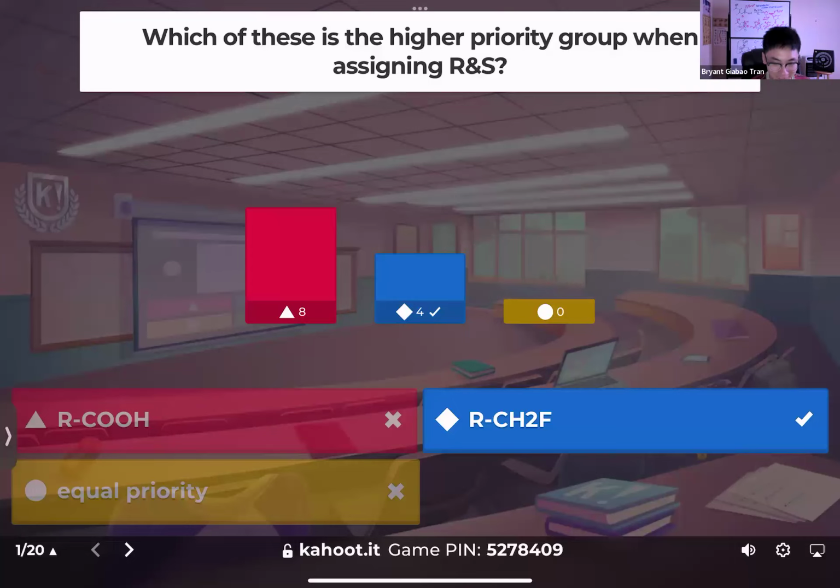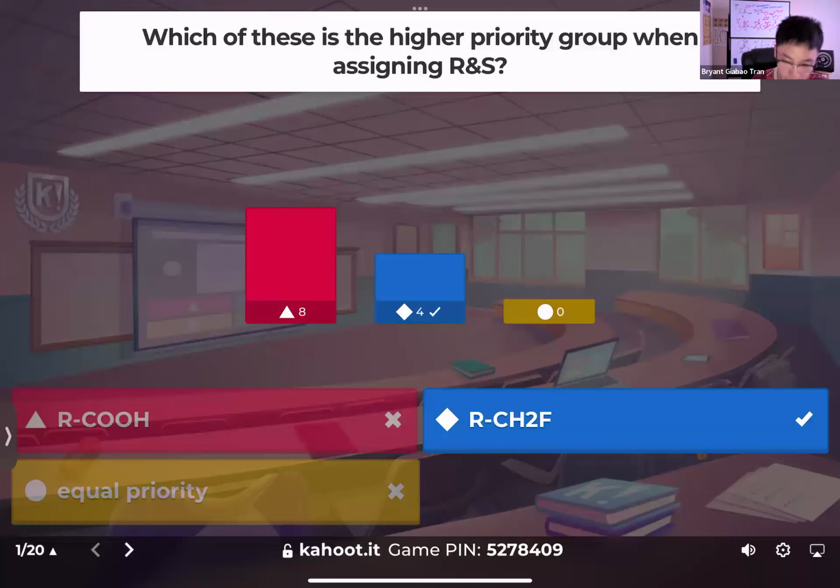Okay, so to assign priority of a chiral center, look at the very first atom attached to the chiral center. That's the thing you look at. If there's a tie, then you look at the next atom. The very first atom for the red one is carbon. The very first atom for the blue one is also carbon. Then we see what's attached to it.